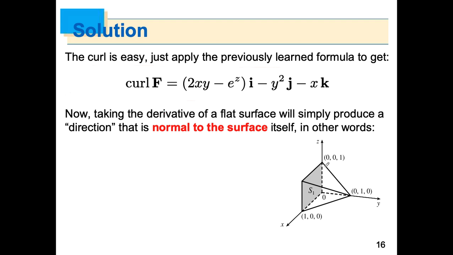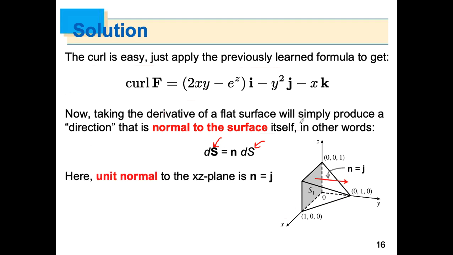And now take the derivative of the flat surface. Now, if you take the derivative of a flat surface, it's simply going to produce the direction, in this case, the normal to the surface itself. In other words, the differential of the surface is going to be the same as the normal of the differential to the surface. Notice that here we're talking about a vector. Here we're not. So be aware of that.